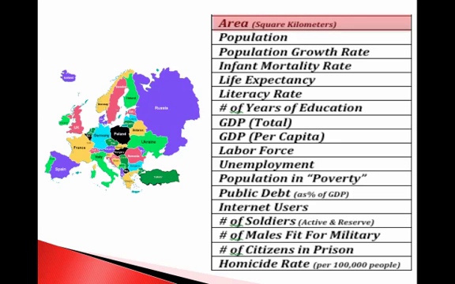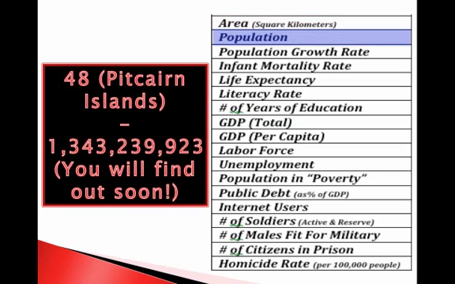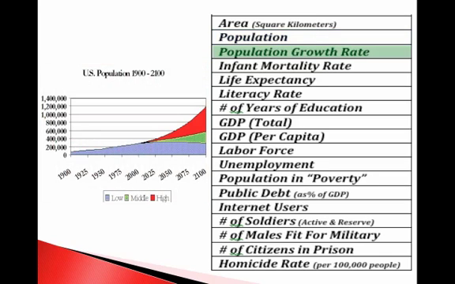Area is literally how large a nation is, so that's something pretty straightforward. Population, how many people do we have that live in this country? It goes from 48 at the Pitcairn Islands to over 1 billion in a couple countries. Population growth rate, in other words, what percent of the population is growing each year? So if you're at 1% growth, that means an extra 1% of your population comes about every year.